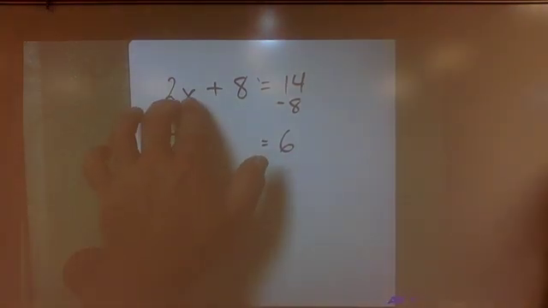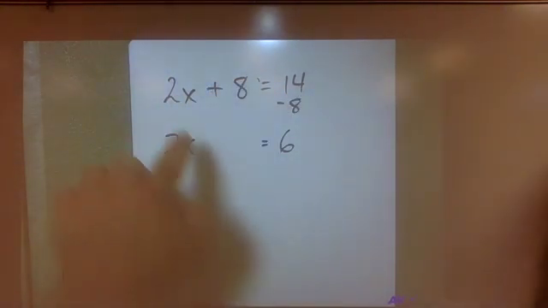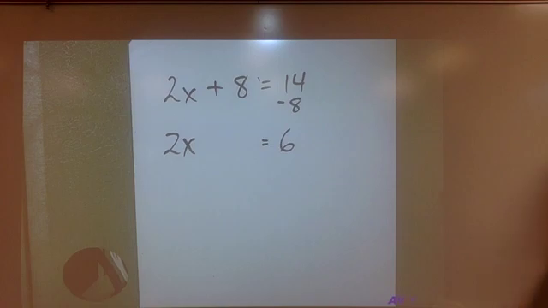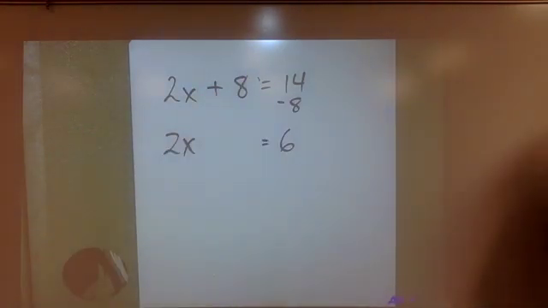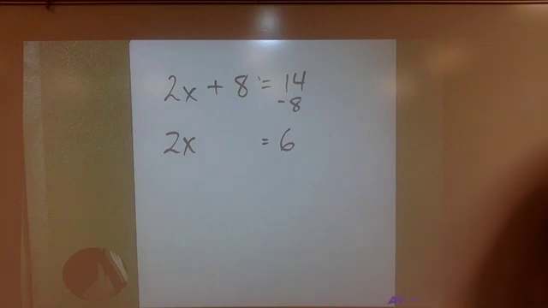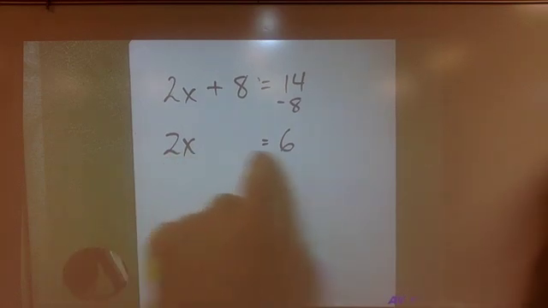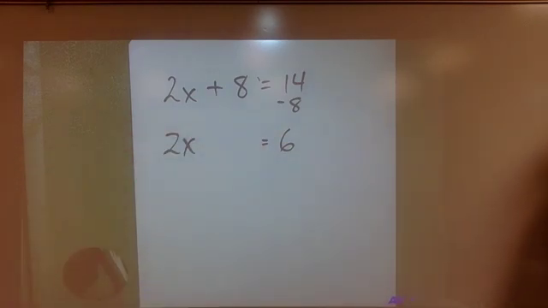In our head, we know that if this term is 6, 6 plus 8 equals 14. So that term needs to equal 6. 2x needs to equal 6. So we're working backwards. We know if this first term equals 6, we're good. So how do we get this first term to equal 6? We've got to put a number in for x that if we multiply it by 2, it equals 6. So what do we multiply by 2 to equal 6? 3. Simple. You can do that in your head.